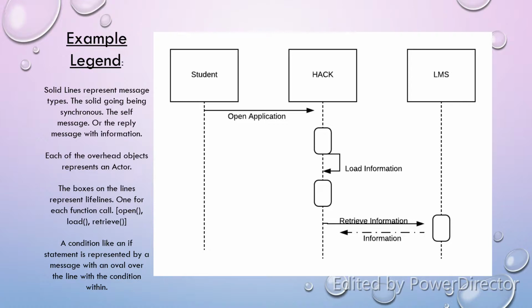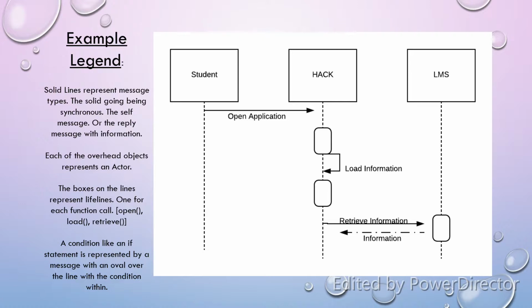Next, we see the lines with the arrows, which represent each of the messages and the different kinds of messages there are. There's a line pointing from student to hack, which represents a message sent. There is a line on the hack under the load information, which is a self message. And then the call message for retrieve information to the LMS, and the return message, the reply message, sent from the LMS back to the hack with the information.